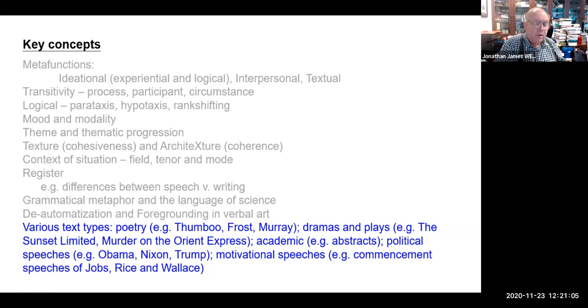Poetry, the works of Tambu, Frost, analysis by Hasan, Les Murray's poem, the dramas and plays, The Sunset Limited. Do you remember Cormac McCarthy's Sunset Limited? We looked at it in terms of black and white and their engagement, their interaction with each other. The dialogue is revealing about their personalities. Murder on the Orient Express. We looked at the example there. There seemed to be a use of the existential, giving it a sense of rationality, which was then later thrown out. Again, a kind of de-automatization.